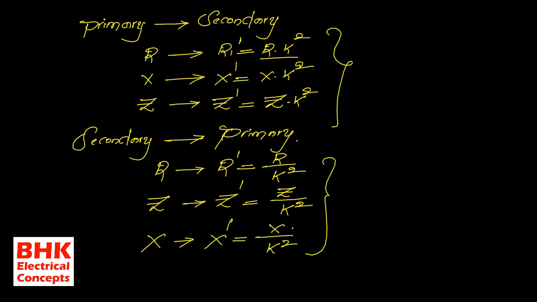The most important point is, if you are referring from primary to secondary, we need to multiply that particular parameter by k square. If we are referring from secondary to primary, we need to divide that particular value by k square. This is the procedure we need to follow whenever we calculate the equivalent resistance, equivalent reactance and equivalent impedance on the primary side and secondary side.